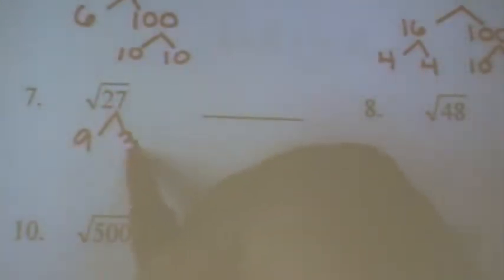27, 9 and 3. And 9 is 3 times 3. So what's this one? 3 root 3. 48. What is it?